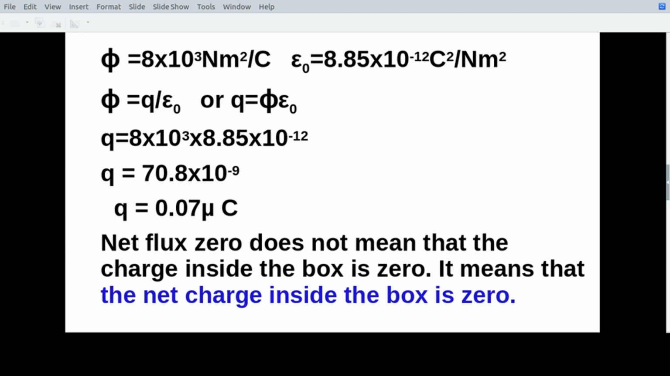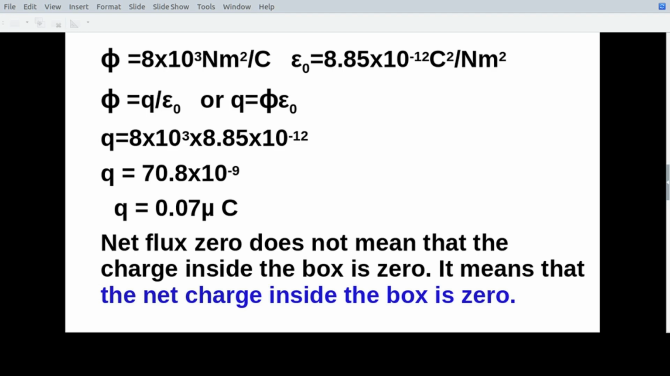Net flux 0 does not mean that the charge inside the box is 0. It means that the net charge inside the box is 0. Okay, it is very, very important. The net flux in a box equal to 0 means the net charge inside the box is equal to 0. What does it mean? There can be a dipole inside the box, right? In the case of a dipole, what is the net charge?